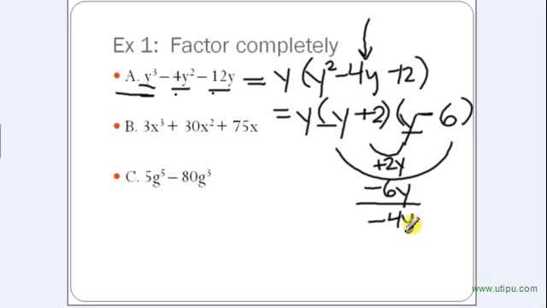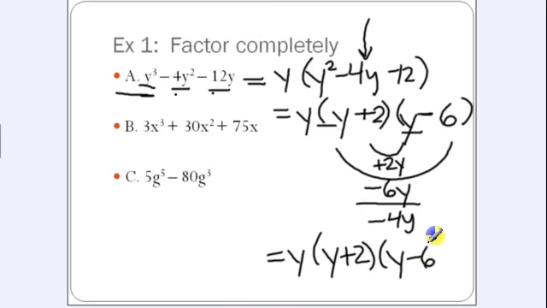You can see I found the right combination that equals my original polynomial, but is now factored completely. So I would write my answer as y times (y plus 2) times (y minus 6).